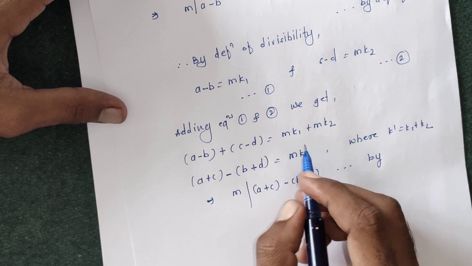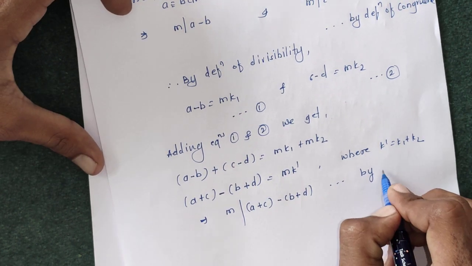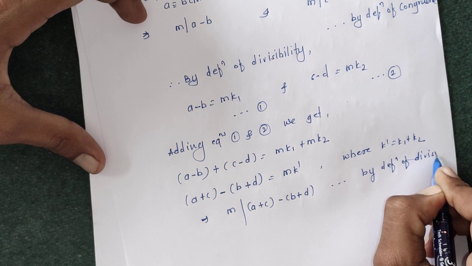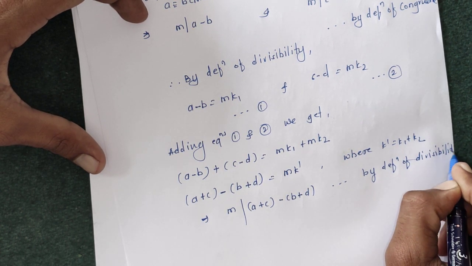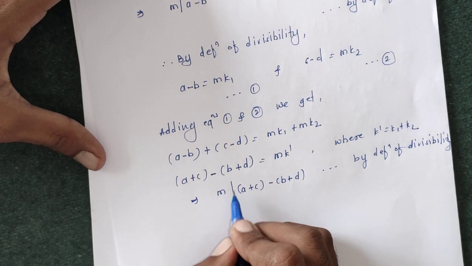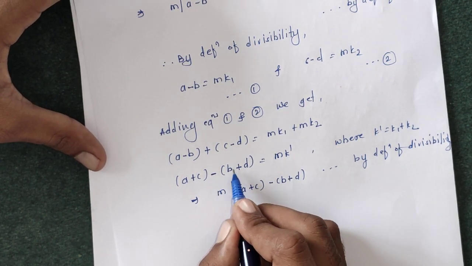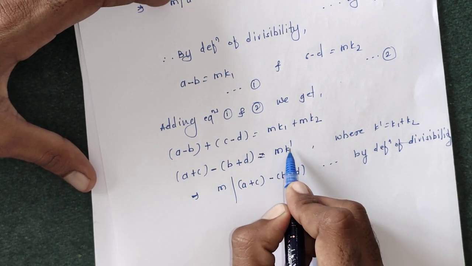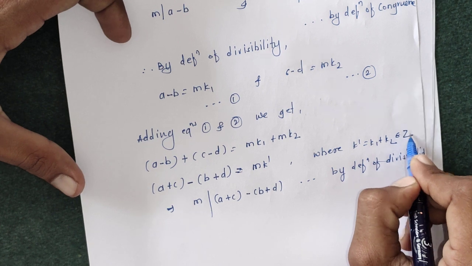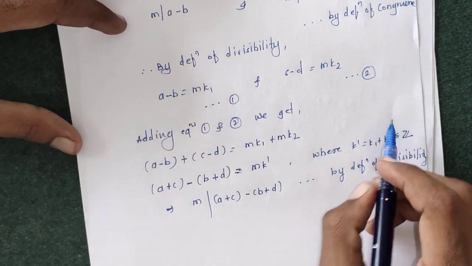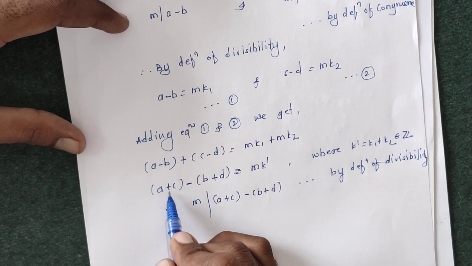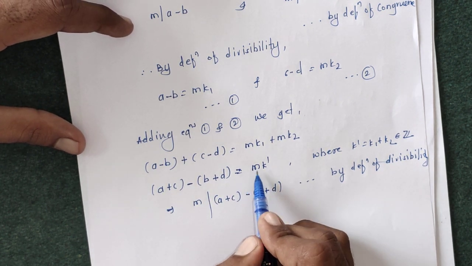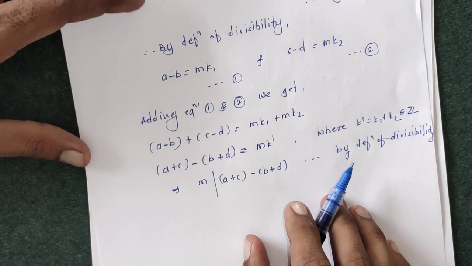We have written this by definition of divisibility. By definition of divisibility, we have m divides A plus C minus B plus D, since A plus C minus B plus D is equal to m into some integer. This k prime is again an integer, since k1 and k2 are integers, so their addition is again an integer. So A plus C minus B plus D is equal to m into k prime, which gives us m divides A plus C minus B plus D.